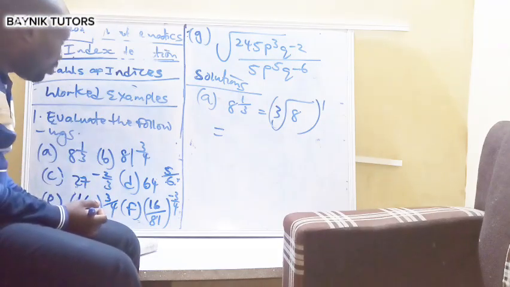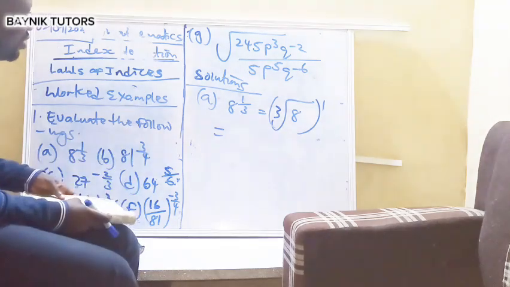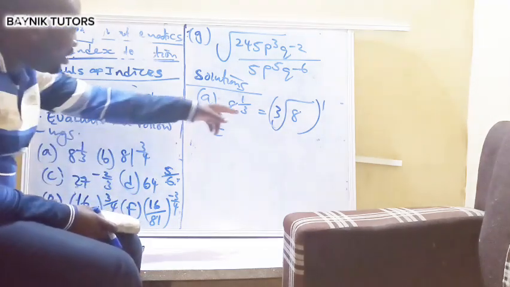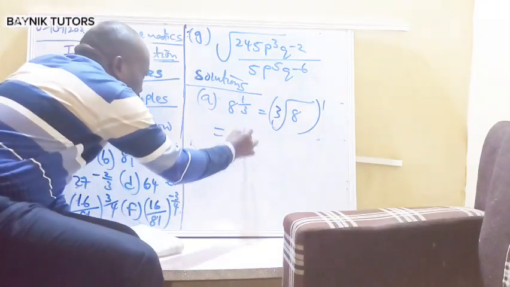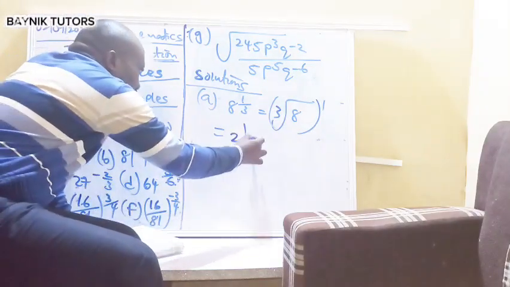So subsequently, we have 8 raised to power 1 over 3. So here will now be third root 8 raised to power 1. So third root 8 will be 2. I'm sure we know how to press that in our calculator, which is 2 raised to power 1.